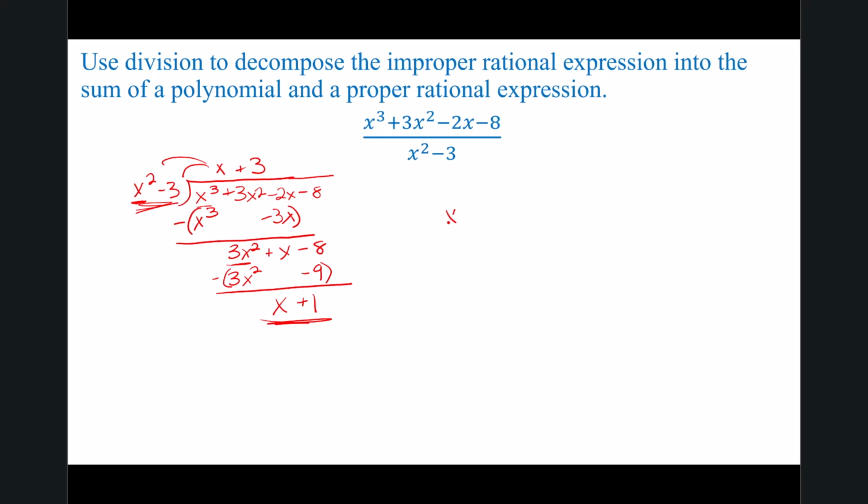So I would write this as x plus 3 plus x plus 1 over x squared minus 3. So put the remainder over whatever that denominator was. Then, if I still needed to do this and decompose into different fractions, if this could be decomposed further, I would do that. And then the x plus 3 would be separate from the rest of the fractions.